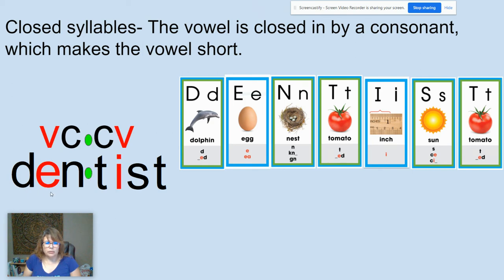So now we're going to look at the first syllable. The first syllable ends with a consonant. So that means this is a short vowel because it's a closed syllable. So we say d, e, n, den. And then the second syllable also ends with a consonant. Now remember, this is a blend. We can read it as a blend, so it's st. So we say t, i, st, tist. So we read dentist. Word, dentist.